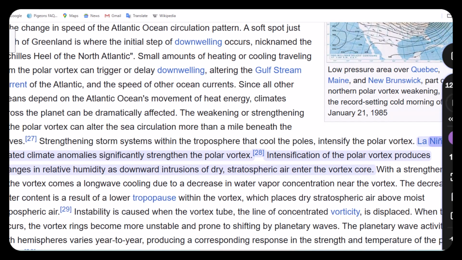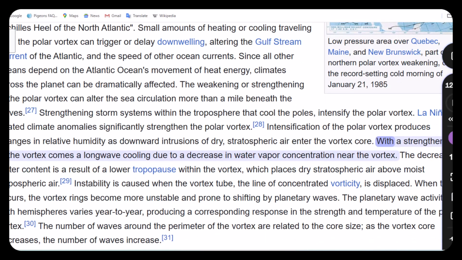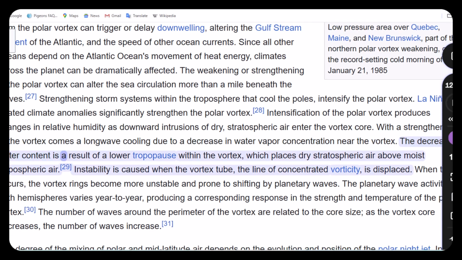Strengthening storm systems within the troposphere that cool the poles intensify the polar vortex. La Nina-related climate anomalies significantly strengthen the polar vortex. Intensification of the polar vortex produces changes in relative humidity as downward intrusions of dry stratospheric air enter the vortex core. With a strengthening of the vortex comes a long-wave cooling due to a decrease in water vapor concentration near the vortex. The decreased water content is a result of a lower tropopause within the vortex, which places dry stratospheric air above moist tropospheric air.